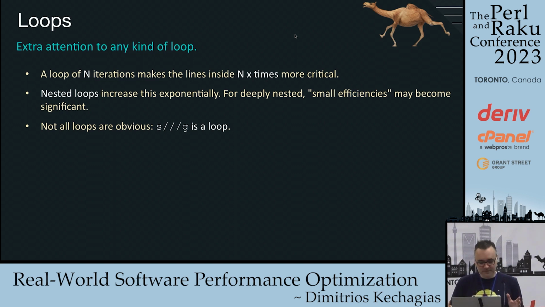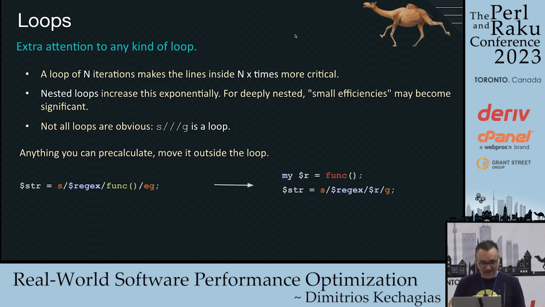Not all loops are obvious. Like the G modifier in substitutions is a loop, and I've seen this in code from people. They put a function in a substitution, and because it's only there once, they see it once. They think it's just one function call, but it's not. If there are multiple substitutions, put everything you can outside the loop.